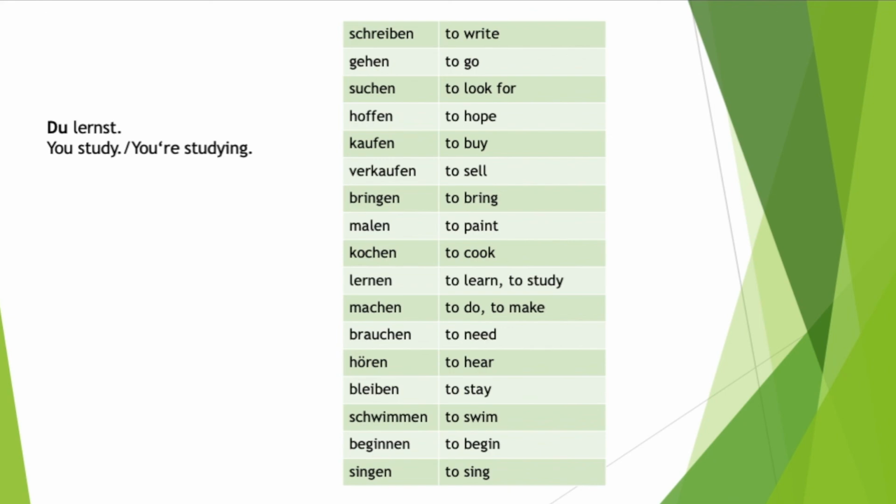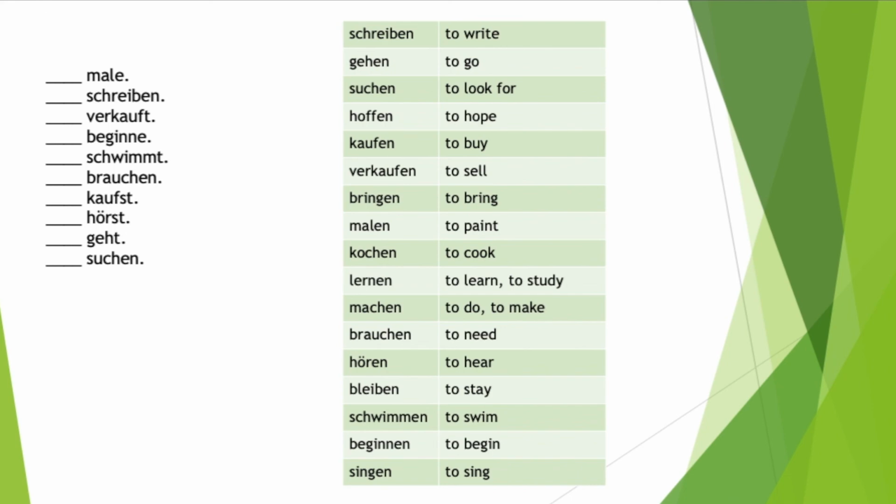Bonus question in between. If you want to ask someone, hey, are you studying? What's that in German? What do you think? Right. It would be lernst du? You just switched those two words. Du lernst, lernst du? Now let's actually do the exercise. Here are all of them. Please stop the video now and do the exercise. I'll wait for 2 seconds. Go.